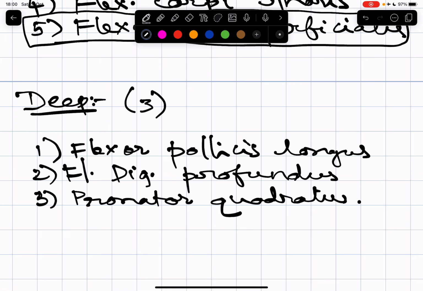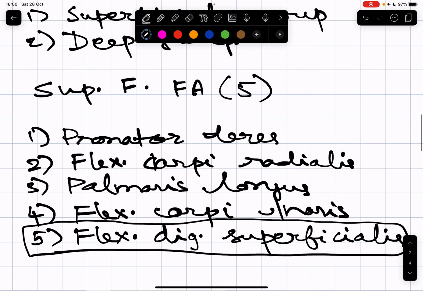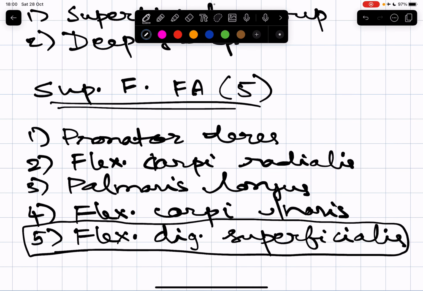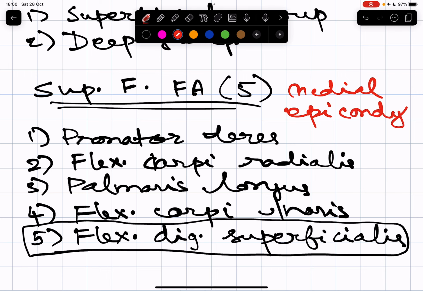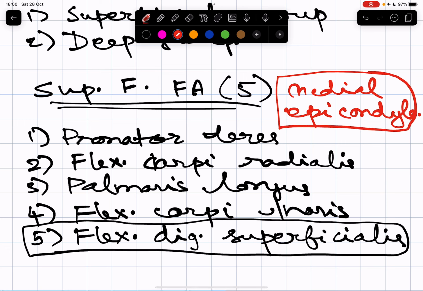So these superficial muscles of the front of the forearm all have a common origin from the medial epicondyle of the humerus. Therefore, we know that the tip of the medial epicondyle is known as the common flexor origin.